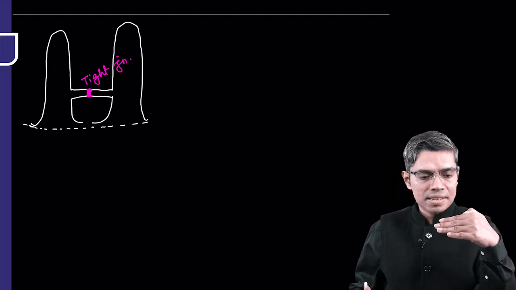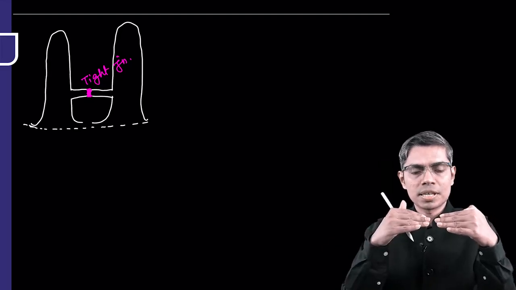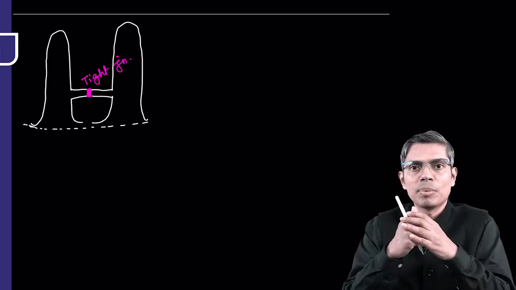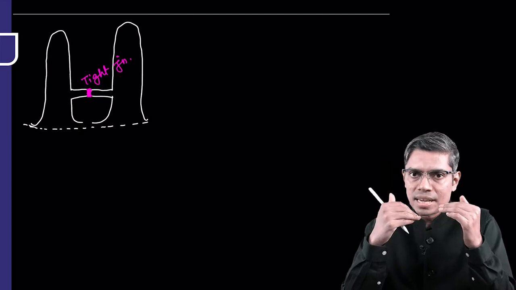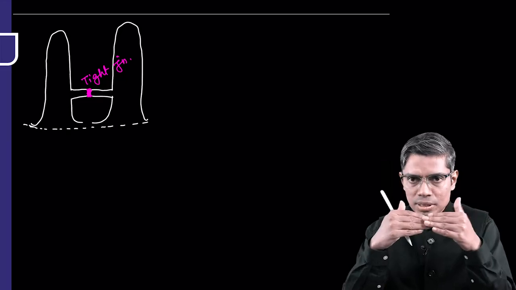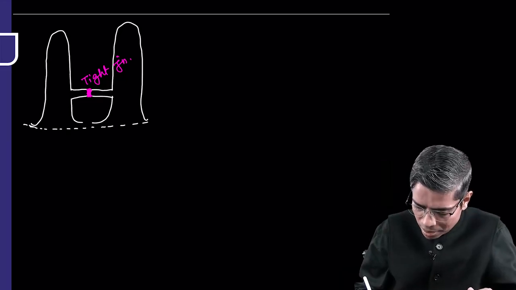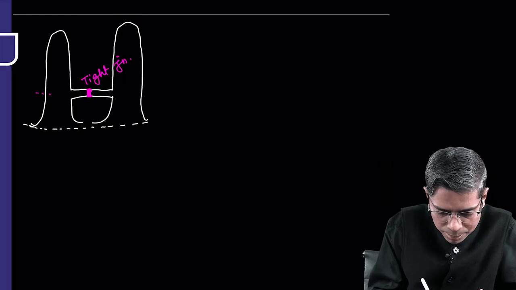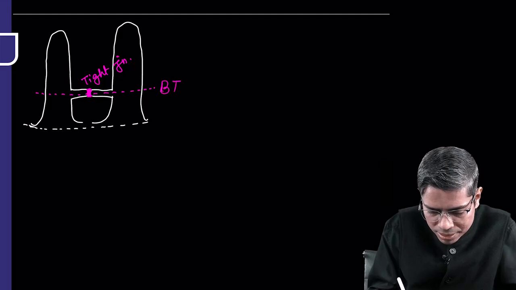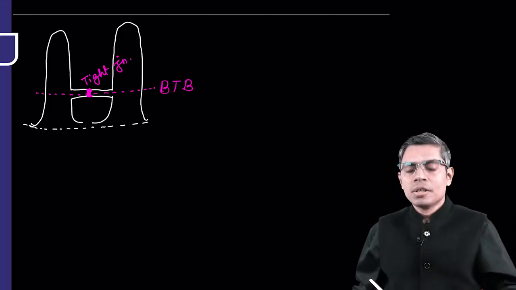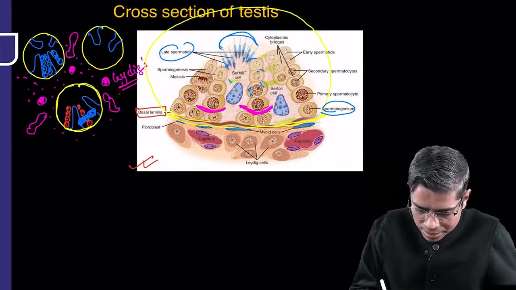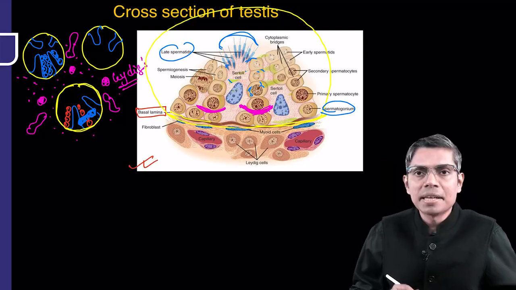So what is happening? One Sertoli cell is extending its process, another one is also extending its process. These two processes are attached with one another with the help of a protein molecule known as tight junction, and whenever this tight junction is attaching both the Sertoli cells, it is forming a barrier. So there is a barrier here, and this barrier is known as the blood-testis barrier. If you note the diagram from Genong here, this pink colored one is the blood-testis barrier.